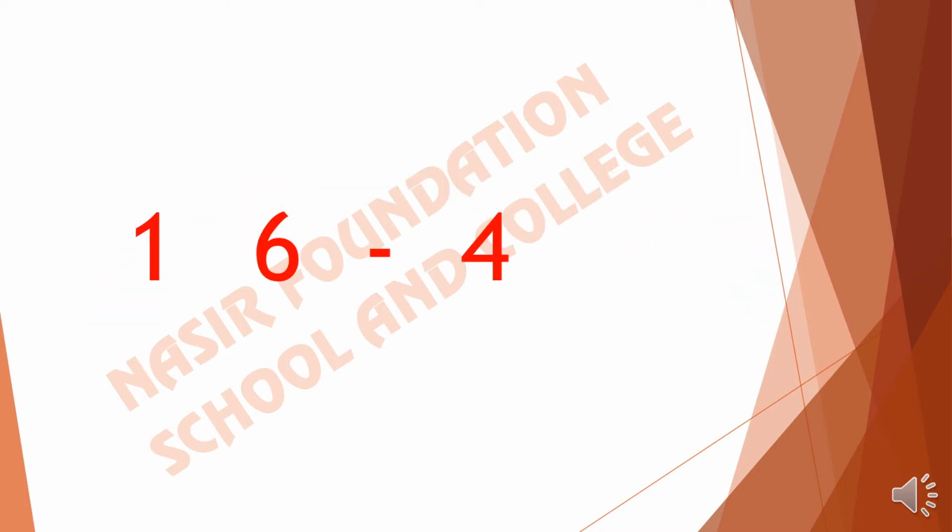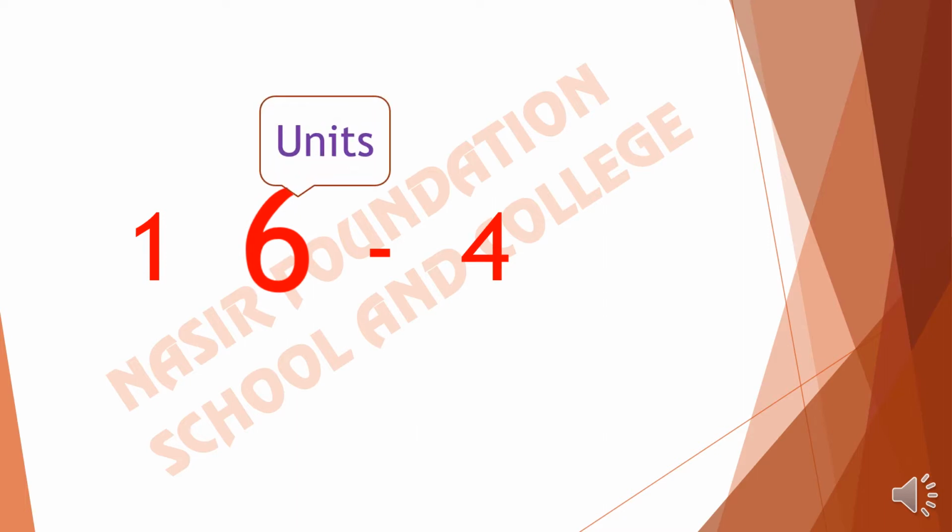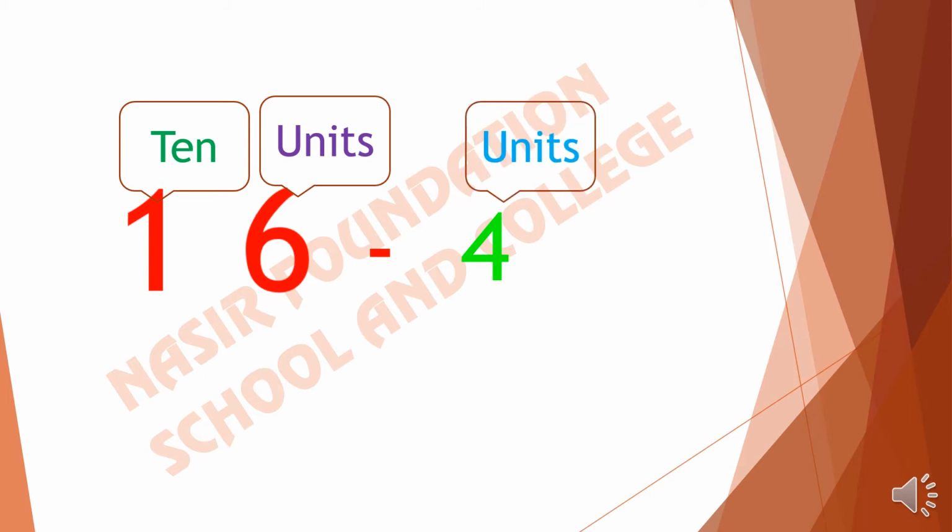If we subtract 4 from 16, we can see that 16 is a 2-digit number, and 6 is placed at units place. 1 is placed at tens place, whereas 4 is only a 1-digit number. So 4 is placed at units place.